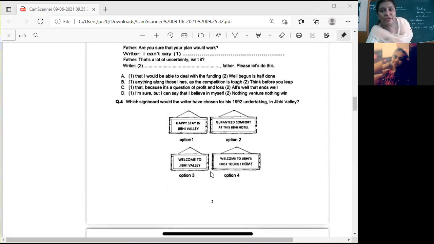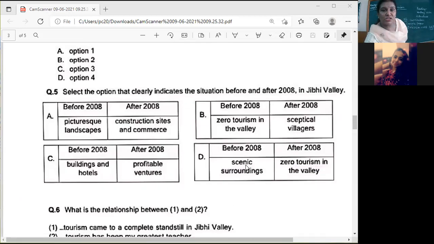Which sign would he have taken? Happy stay in Gibi Valley. Guaranteed comfort at this Gibi Hotel. Welcome to Gibi Valley. Welcome to Gibi's first tourist home. Which one? What do you say? Yes, Abhishek, can I have the right answer? What was so remarkable about this venture? First such venture? Before that, nobody had done that? So it would be which one? Fourth one. Welcome to Gibi's first tourist home.